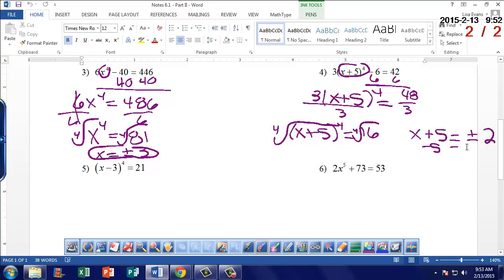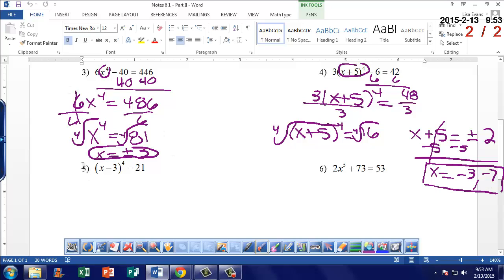I'm going to go ahead and subtract 5 on both sides. Now you have 2 problems to do. You have negative 5 plus 2, which is negative 3. And you have negative 5 minus 2, which is negative 7. So this one has 2 answers. Be very, very careful of when you are doing even roots.